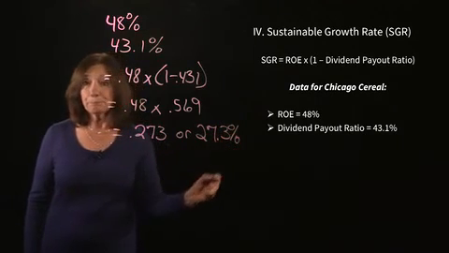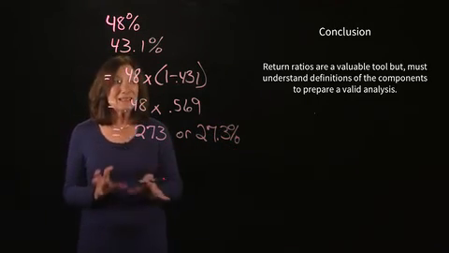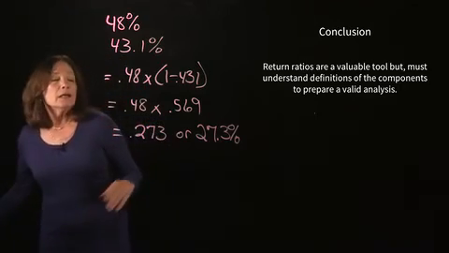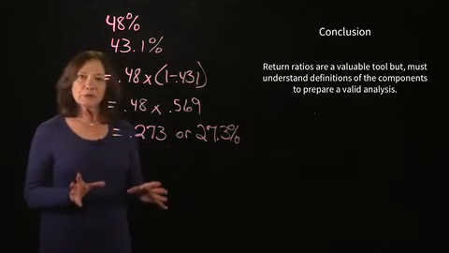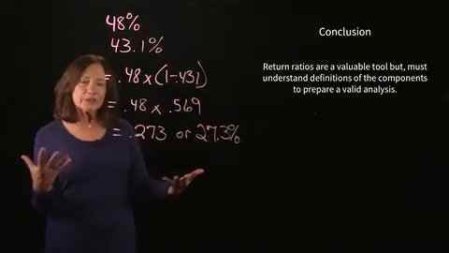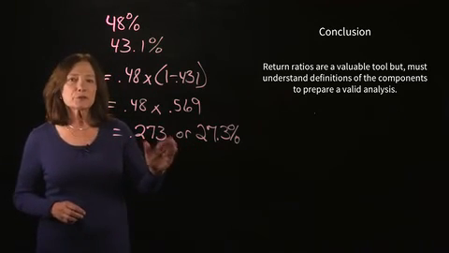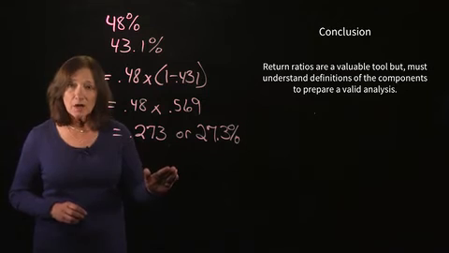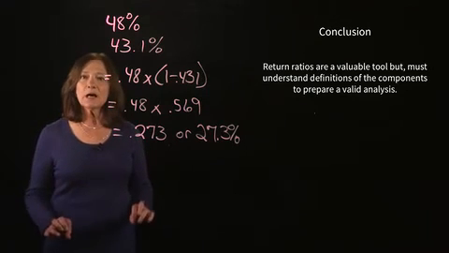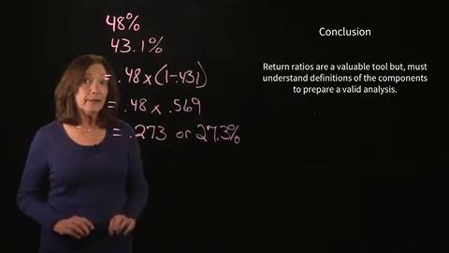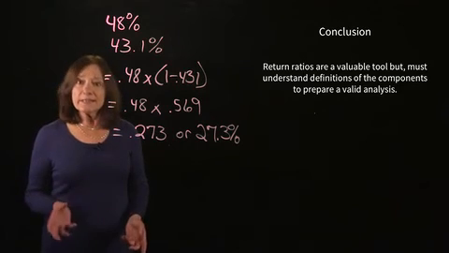27.3%. Now, what this means is that Chicago Cereal Company can increase and grow its business by 27.3% from where it is now without having to take on additional financing in the form of either debt or equity.